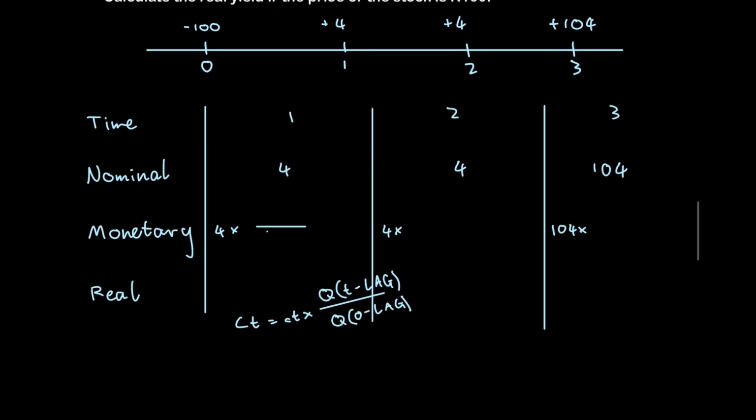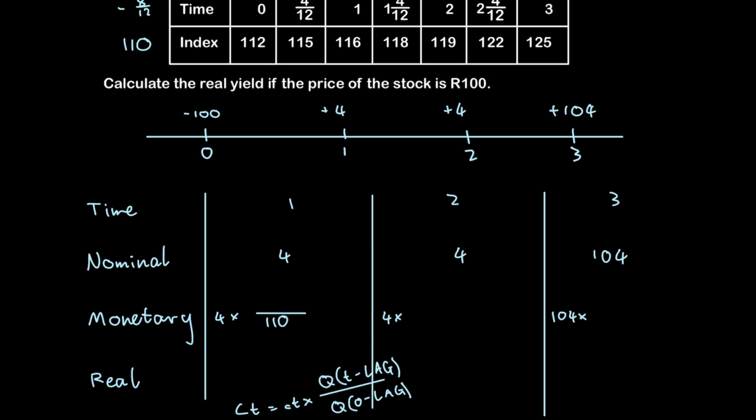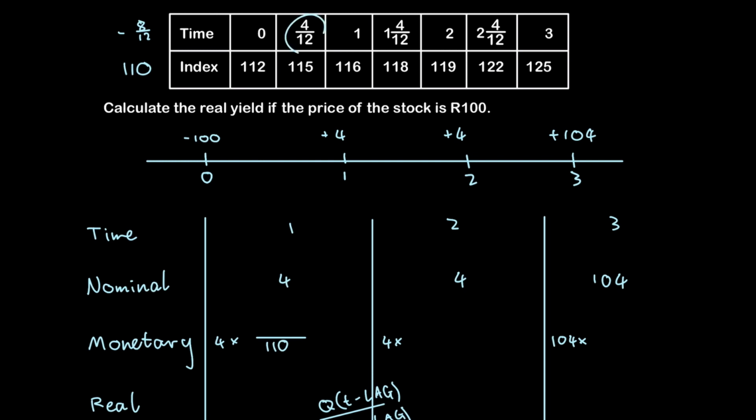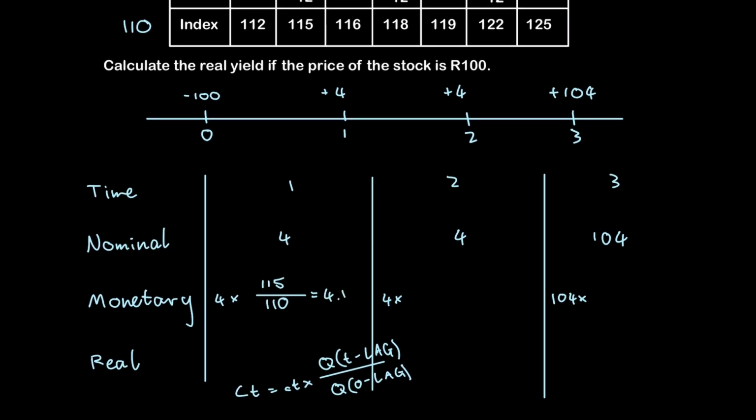So that is dividing by 110. And we are taking that to the point in time 4 months before t, and t in this case is 1. So 4 months before 12 over 12, sorry, that's 8 months before 12 over 12 is 4 over 12. And our index is 115. And that gives us a monetary value of 4.18, and the 1 and the 8 are recurring.